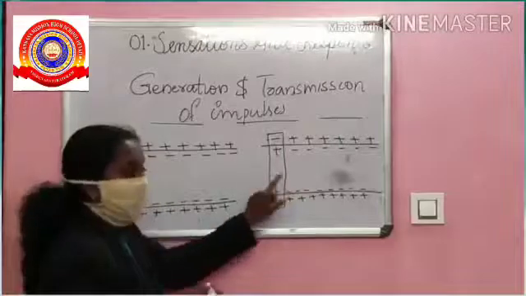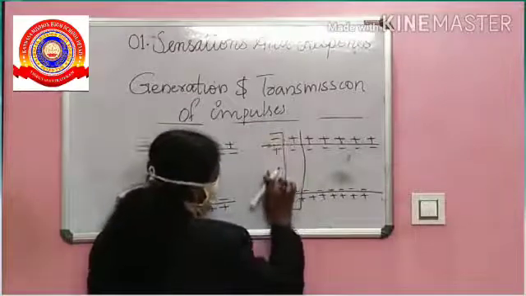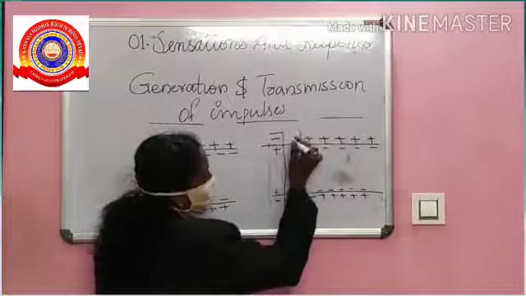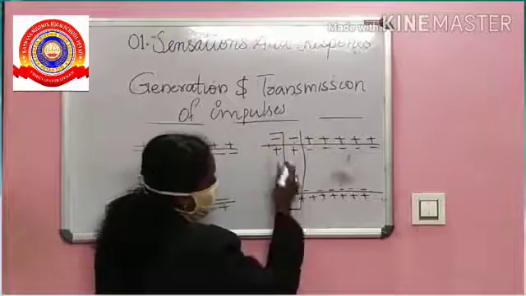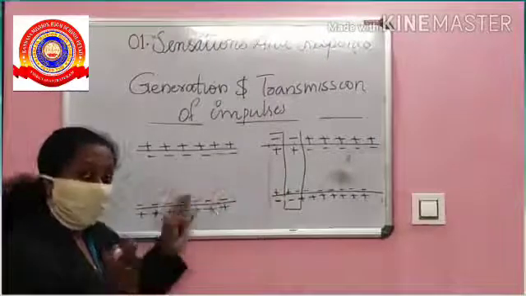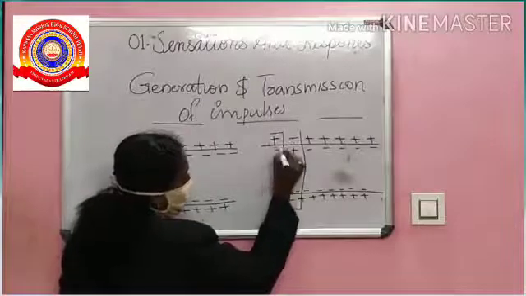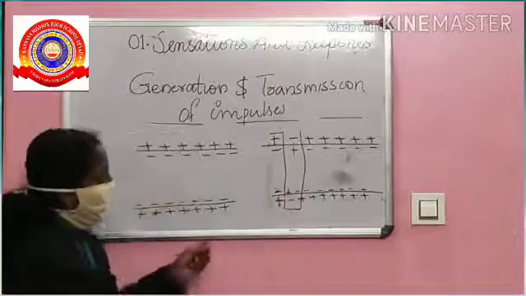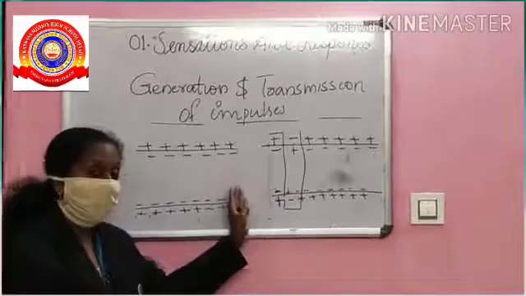And when these impulses move towards the adjacent neuron, what happens? Here also the charge will be changed. And what happened to the earlier charge? The charges regain their original position. That means it becomes positive charge outside and negative charge inside again. When the impulses move onward, the charges regain their original position.